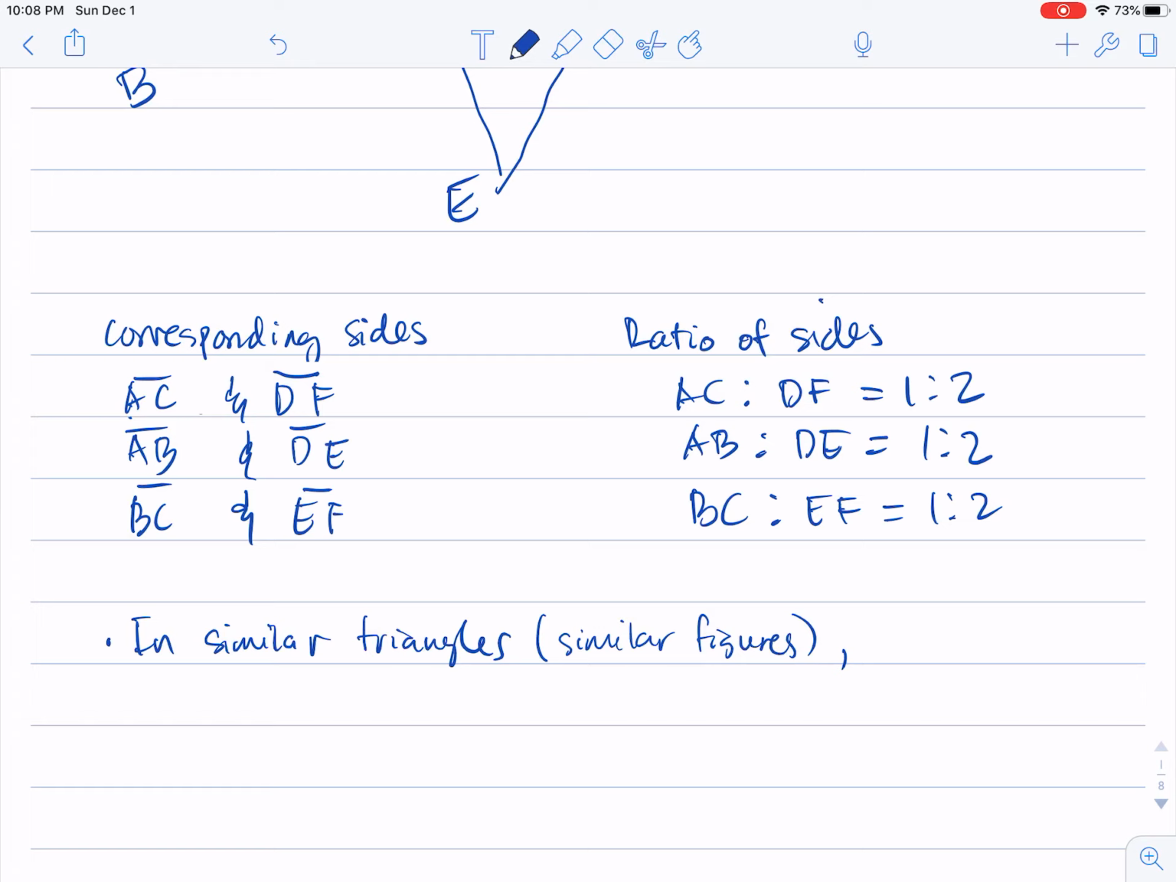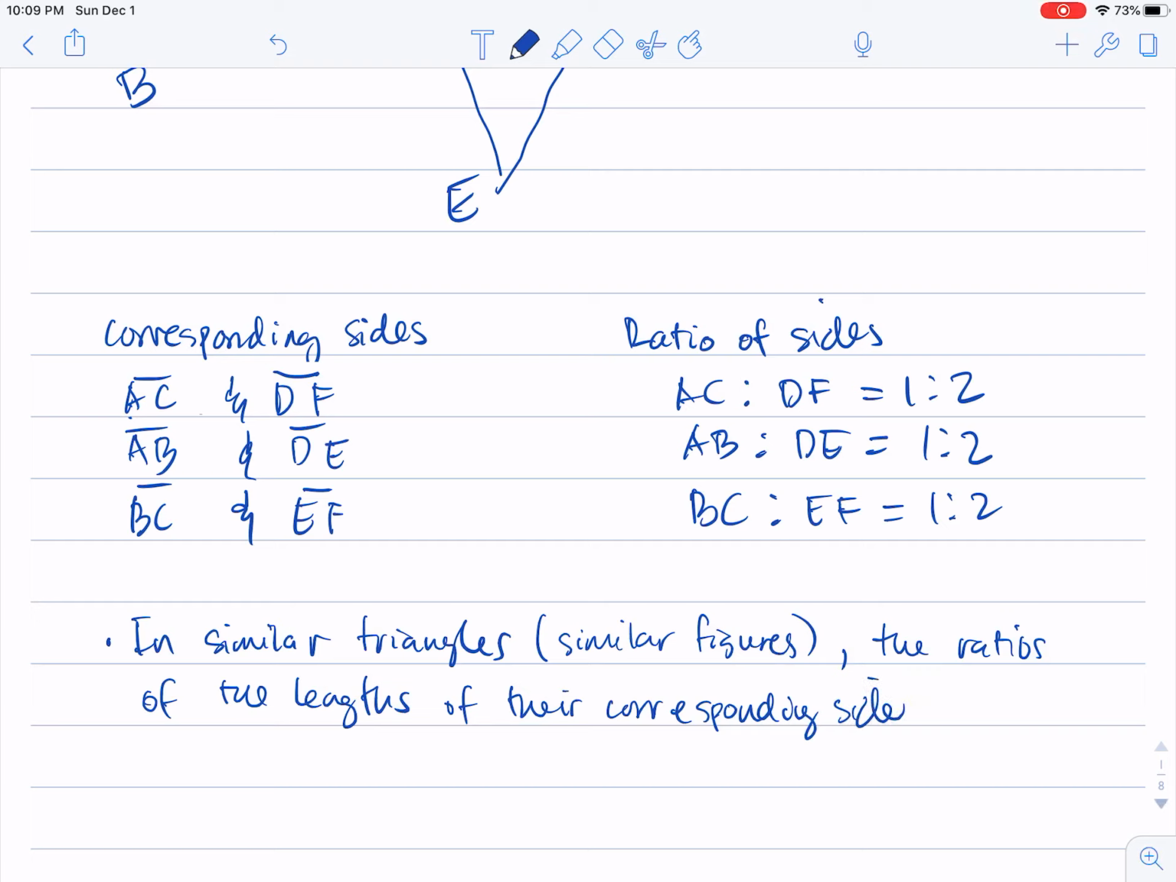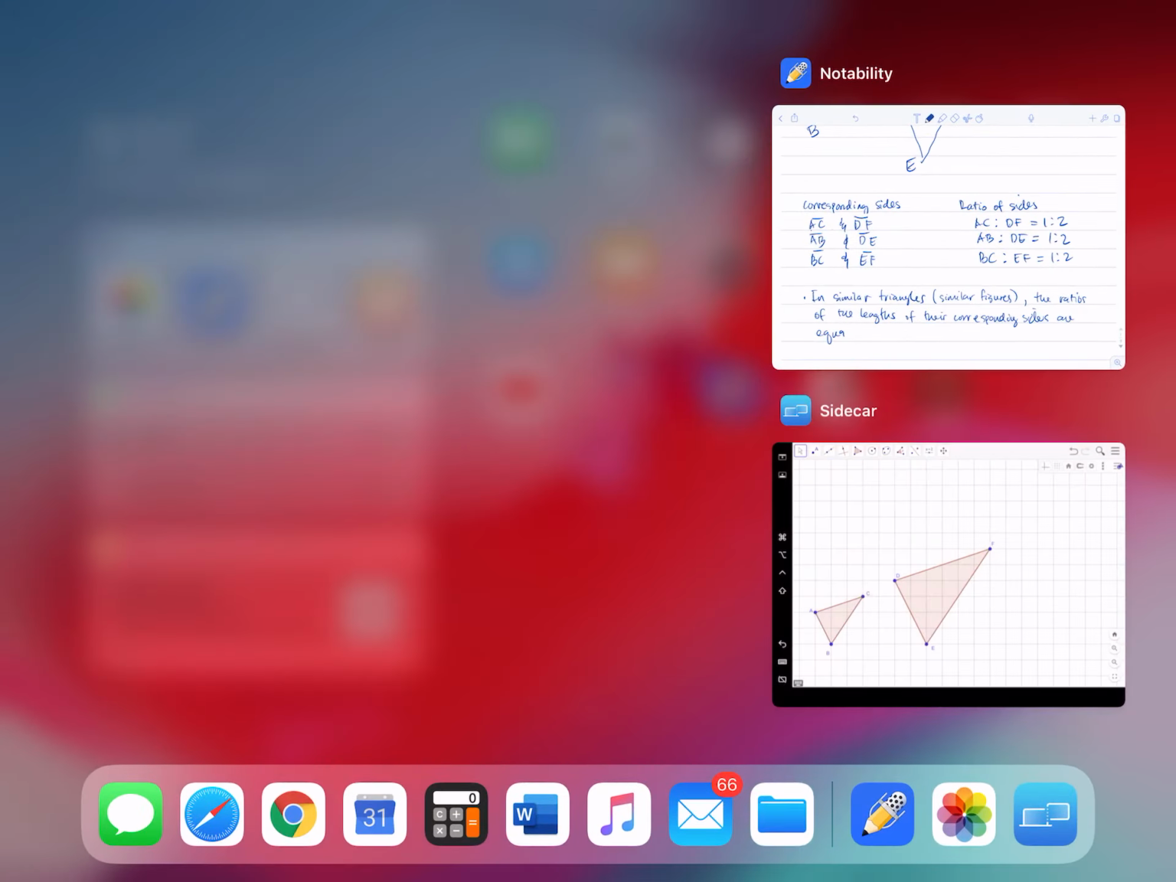The ratios of the lengths of their corresponding sides, no, are equal. So pare-pareho, no, ratio niya 1:2, 1:2, 1:2. No? Pag na-satisfy yan, ang tawag natin dyan ay similar triangles or in general similar figures kasi pwede naman quadrilateral, di ba? Okay, we'll have another exploration.